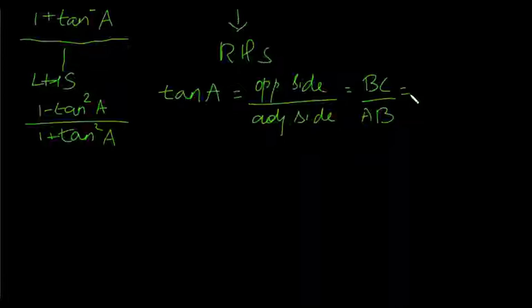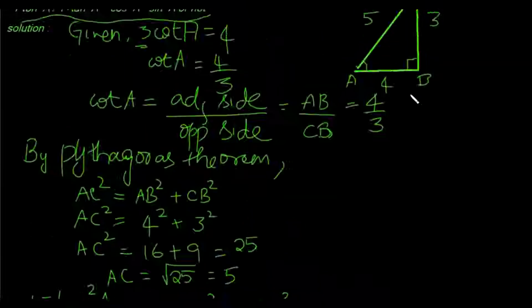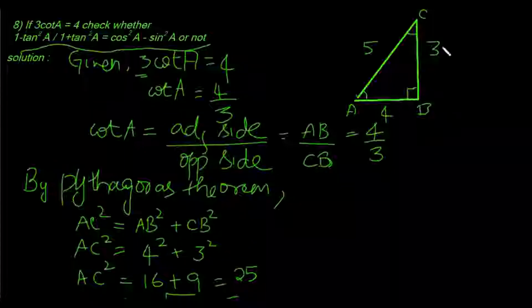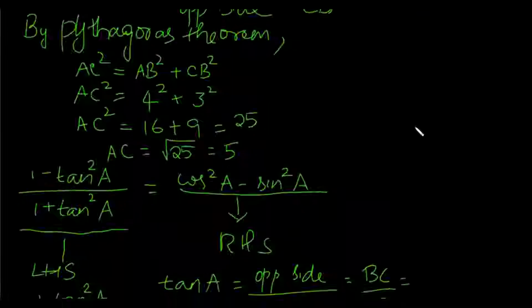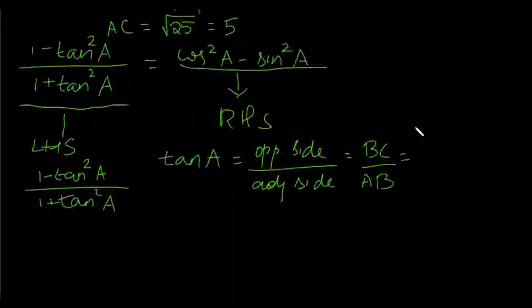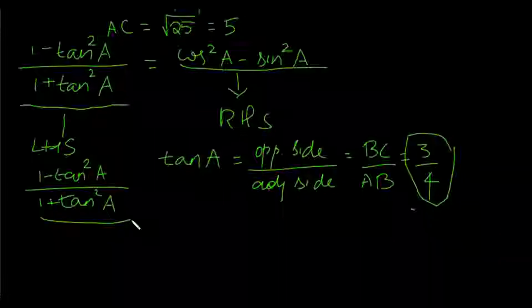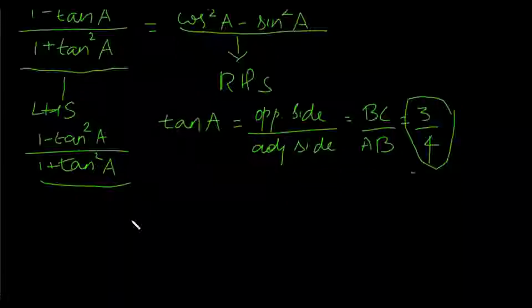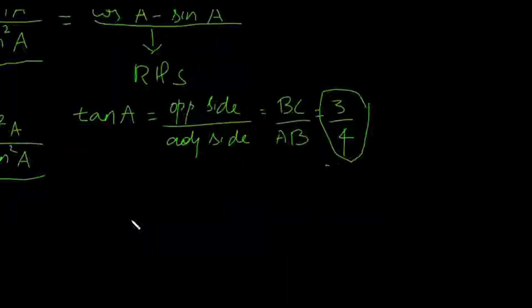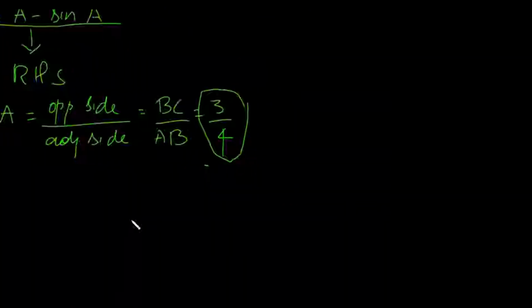So what is the value of BC? That is 3. And what is the value of AB? That is 4. So let's just write it there. That is 3 divided by 4. So now let's substitute this value into this equation. So what are we going to get? Let me just write it this side.